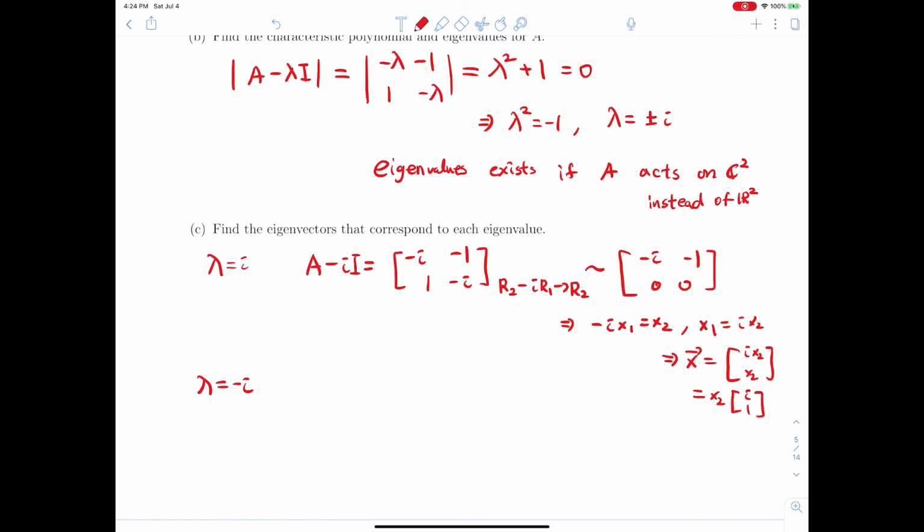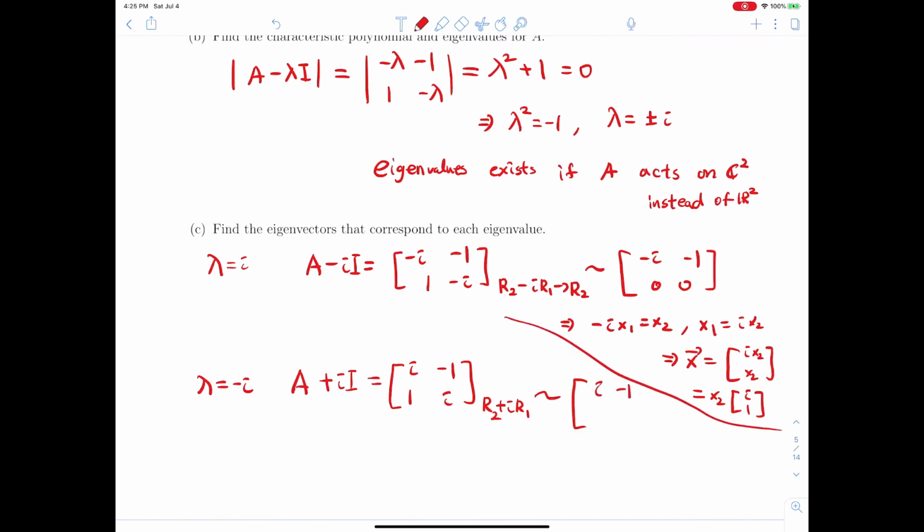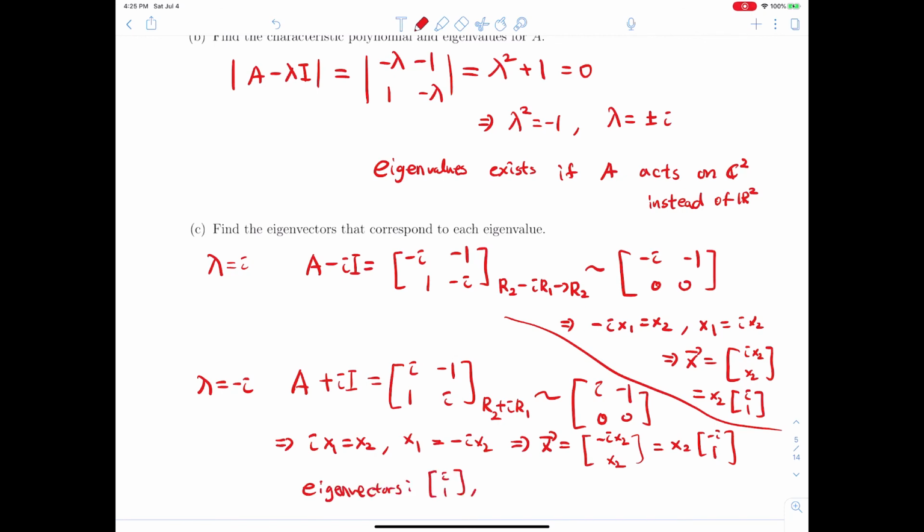And for negative i, we consider the null space of A plus i times I, which equals [i, -1; 1, i]. If you add i times R1 to R2, this is row equivalent to [i, -1; 0, 0]. So this gives you i times x1 equals x2, or x1 equals negative i times x2, by multiplying by negative i on both sides. Then the solution set is (-i x2, x2), or x2 times (-i, 1). So we get eigenvectors (i, 1) and (-i, 1).